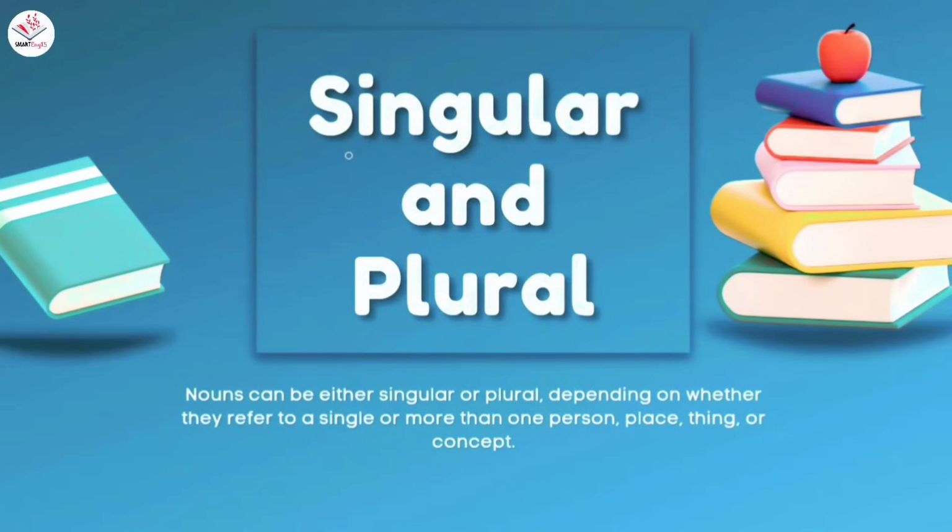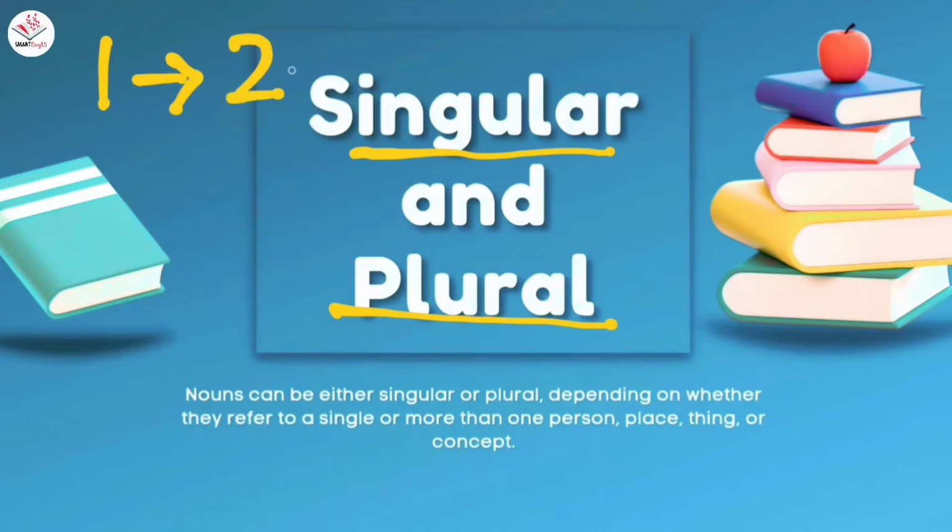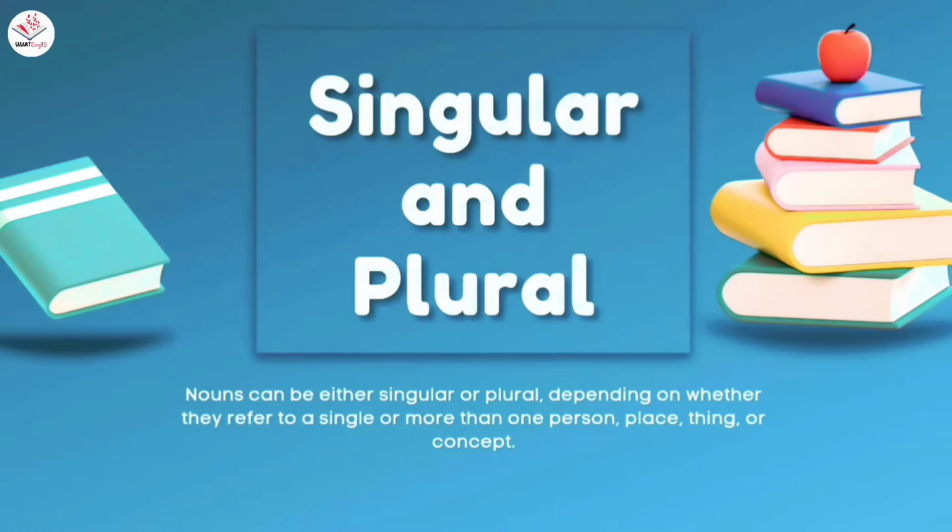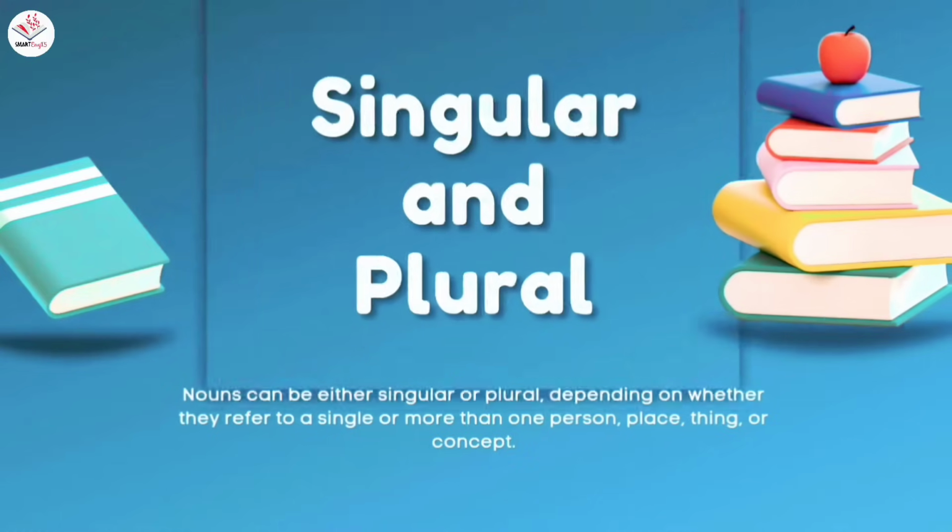So noun can be either singular or plural. Noun या तो singular हो सकता है या plural हो सकता है. अब ये depend करता है कि वो एक है या एक से ज़्यादा. If it's single means one, then it's singular. If it's more than one means two, in that case it's plural. Whether we talk about a person, place, thing or any concept.